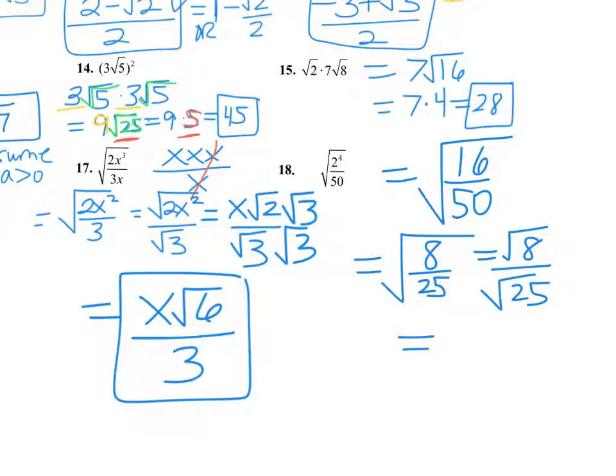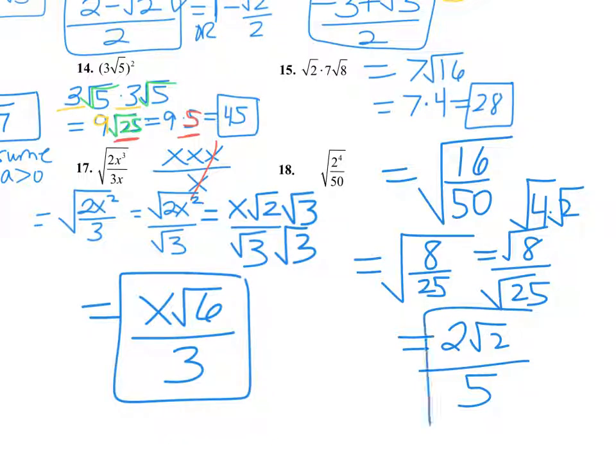Let's simplify rad 8. Let's see if you learned anything today. So what is rad 8? 2 rad 2. Yes, you were doing it. 4 times 2. Take the square root of 4. Square root of 2 over the square root of 25. 5. There you go.